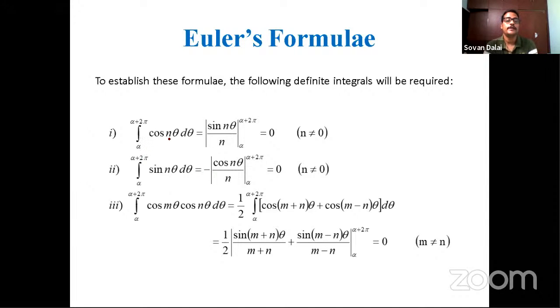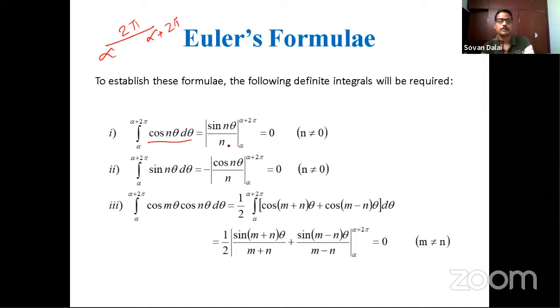What is the first formula? If you integrate cos n theta d theta within the interval, say, alpha to alpha plus 2 pi, we are considering a particular interval from alpha to alpha plus 2 pi, so the interval is 2 pi. We are integrating cos n theta d theta with respect to this limit, and the integration of cos n theta is sin n theta by n.